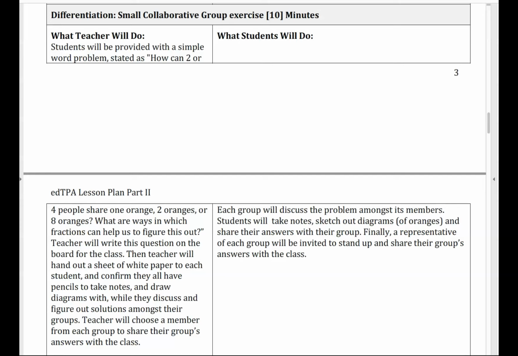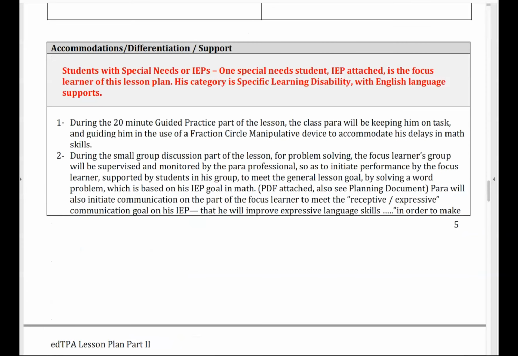It'll be to solve a word problem, such as how can 4 people share 1 orange, 2 oranges, or 8 oranges. What are ways in which fractions can help us figure this out? So here under accommodations, differentiation, and support, we are accommodating for our focused learner both his math goals, which is dealing with working on problem solving, word problems, and also his learning preference of working in small collaborative groups.